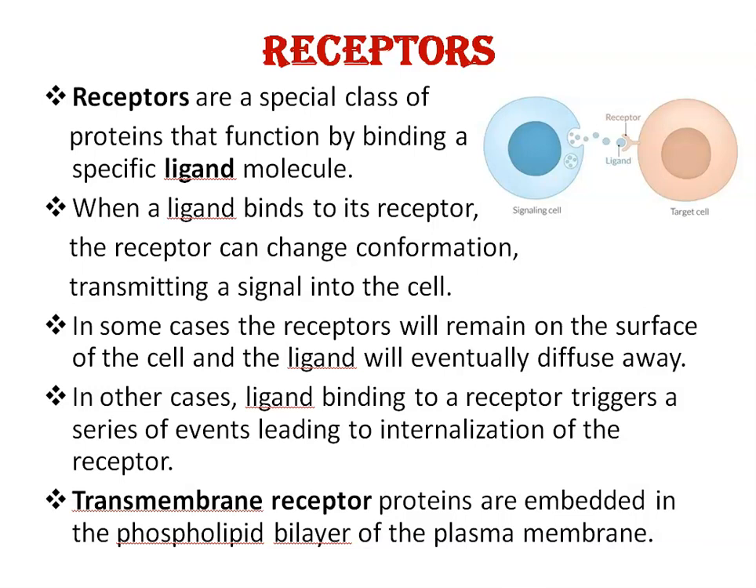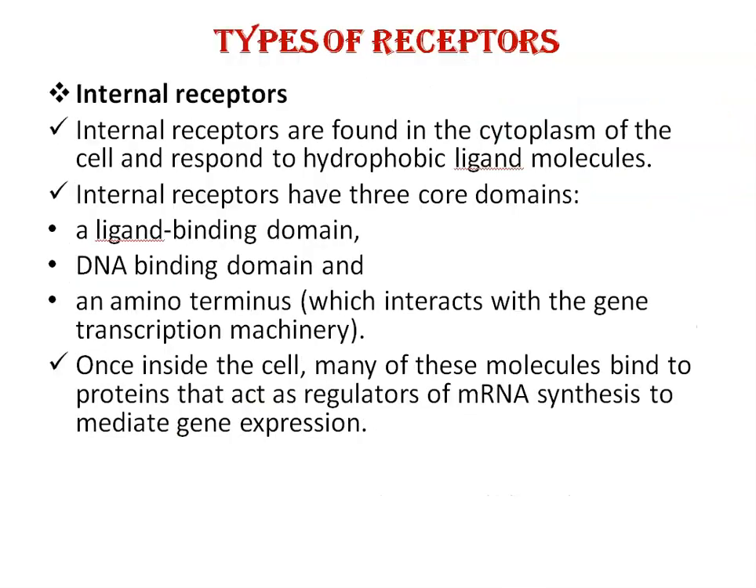Transmembrane receptor proteins are embedded in the phospholipid bilayer of the plasma membrane. Right? Now, types of receptor. There are two types of receptor. Internal receptors, also known as intracellular or cytoplasmic receptors, and the second type is cell surface receptors, also called transmembrane receptors.